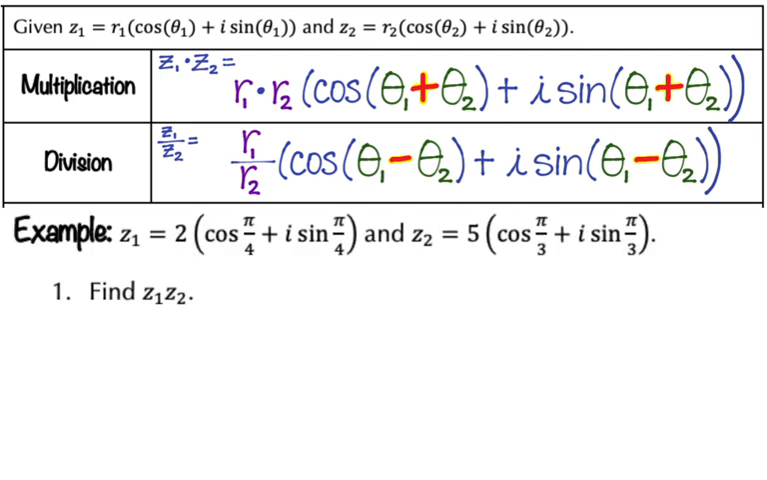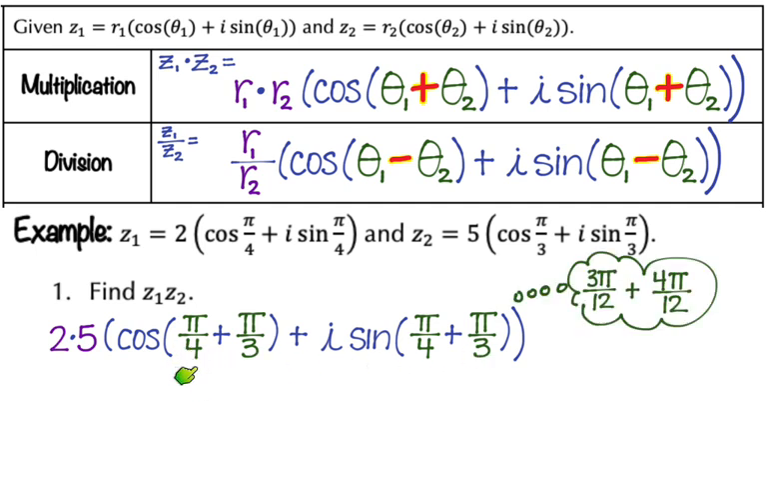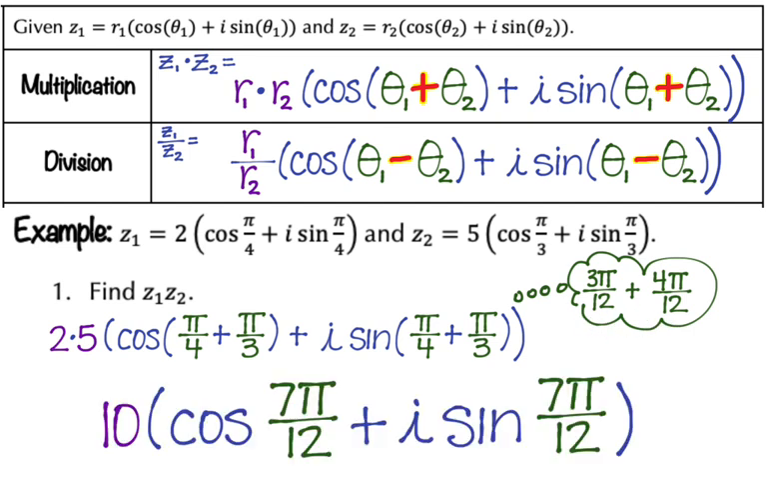So here's a problem to do. We've got our two complex numbers, z sub 1 and z sub 2. We multiply the modulus and we add the angles. We have to take a little sidetrack here to think about our fractions. Pi over 4 and pi over 3. Common denominator is 12. 3 pi over 12 plus 4 pi over 12 is 7 pi over 12. So there's the final answer. 10 times cosine 7 pi over 12 plus I sine 7 pi over 12.